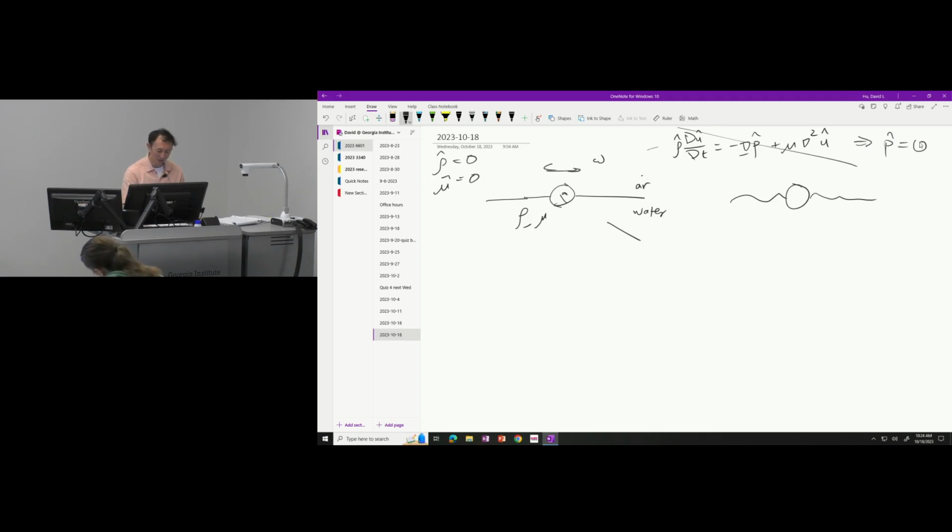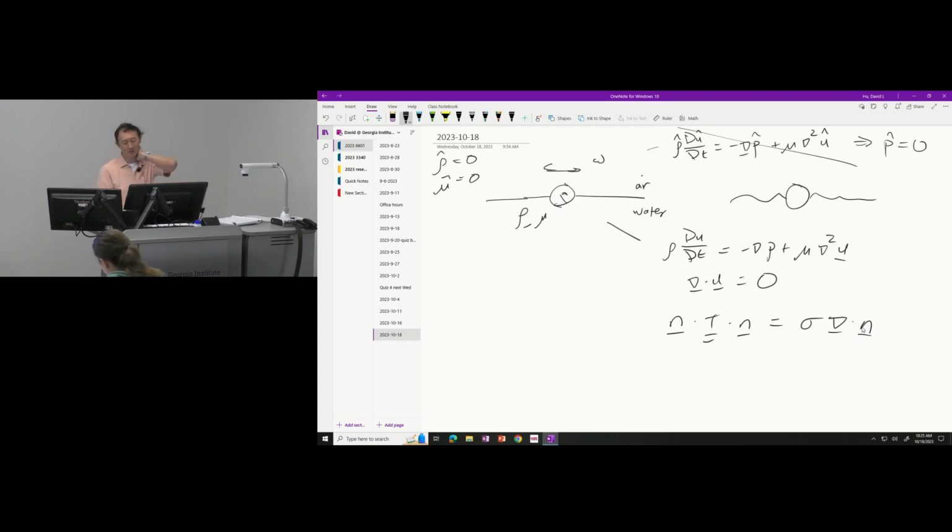All right, so what we do care about is the equations down here. Rho du dt is equal to negative del p plus mu del squared u. That and del dot u combined give you the Navier-Stokes equation on the bottom. And then we have the stress boundary condition, which was n dot T double dot n equals sigma times the divergence of the normal. So basically we assume the top is, I wouldn't call it a vacuum because that would apply forces, but assume that's like pressure 0 above.